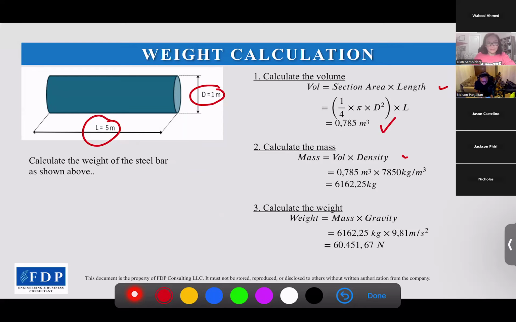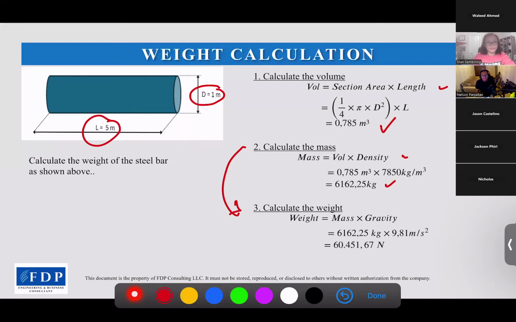The density for the steel, as shown before, is 7,850 kilogram per meter cube, and then we get the mass is 6,162.25 kilograms. And then after we get the mass, then we can calculate the weight. Weight is mass times gravity, and we get 60,451.67 Newton. Yes, Ahmed, any question?